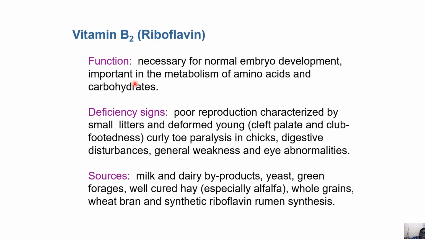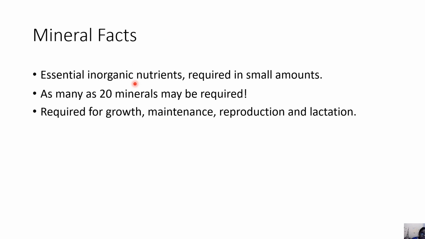Now, vitamin B2 is riboflavin. Function: necessary for normal embryo development, important in the metabolism of amino acids and carbohydrates. Deficiency signs will be poor reproduction, characterized by small uterus and deformed young, and sources will be milk, dairy byproducts, yeast, green forages, all of these.